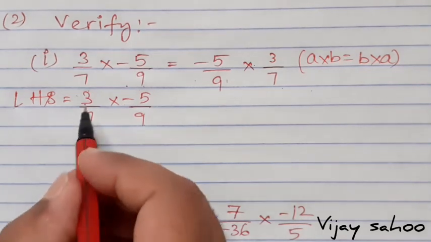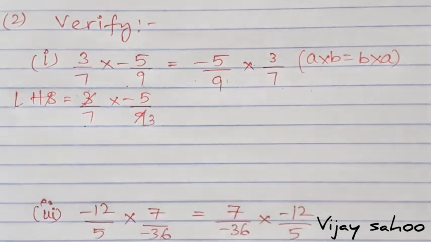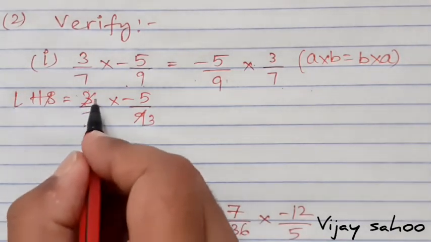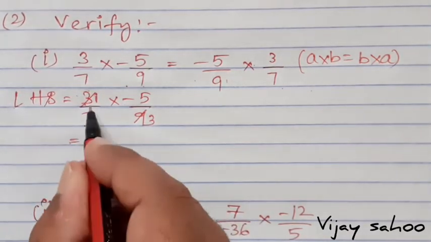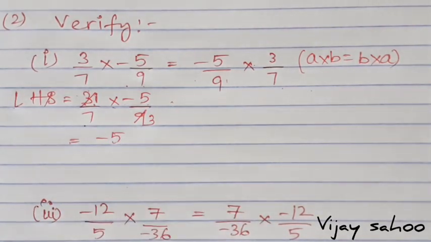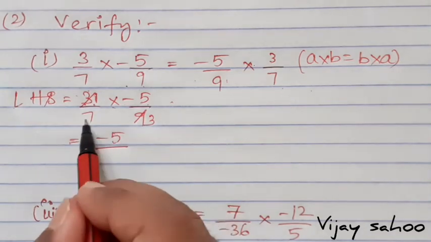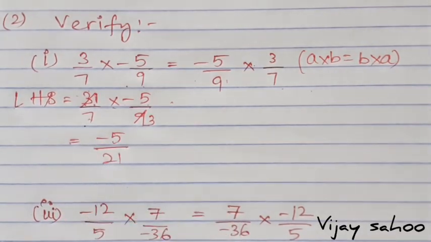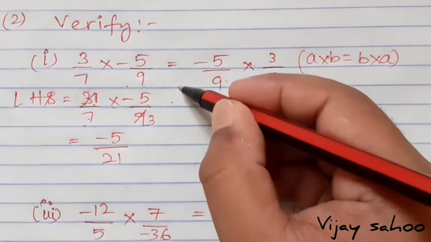How can you cancel? You can see here 3 3s are 9, then you can multiply. Here the numerator is 1. So we know that 1 multiplied by minus 5, what will be the answer? Minus 5. And denominator 7 multiplied by 3 is 21. This is your left hand side.